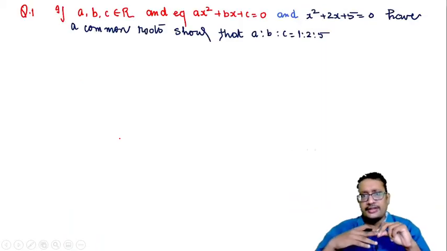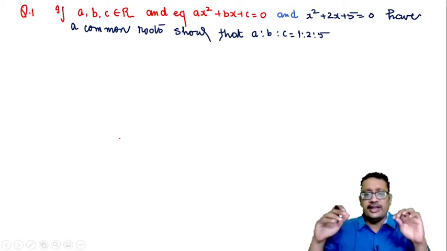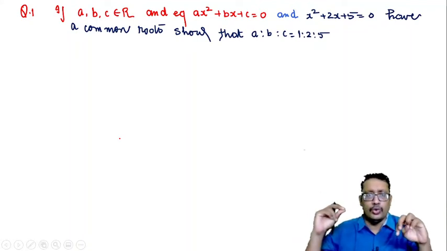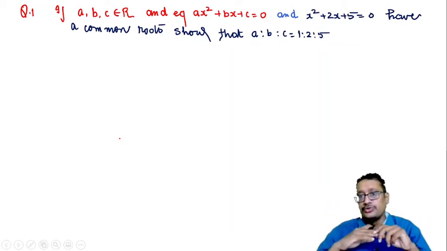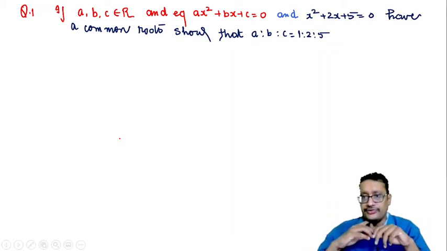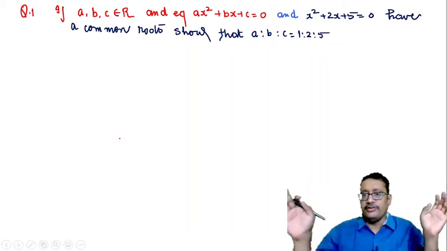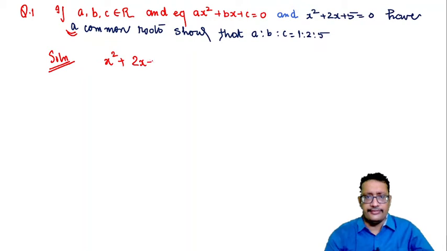Question number 1. If a, b, c belong to R, and the equation ax² + bx + c = 0 and x² + 2x + 5 = 0 have a common root. What does it say? Have a common root, so that a : b : c is equal to 1 : 2 : 5. Just remember it, coefficients are real and they have a common root, or you can say exactly one common root. So the two quadratic equations are ax² + bx + c and x² + 2x + 5.